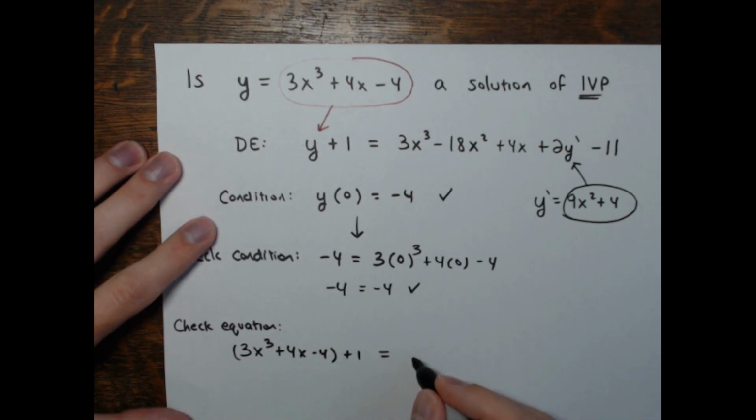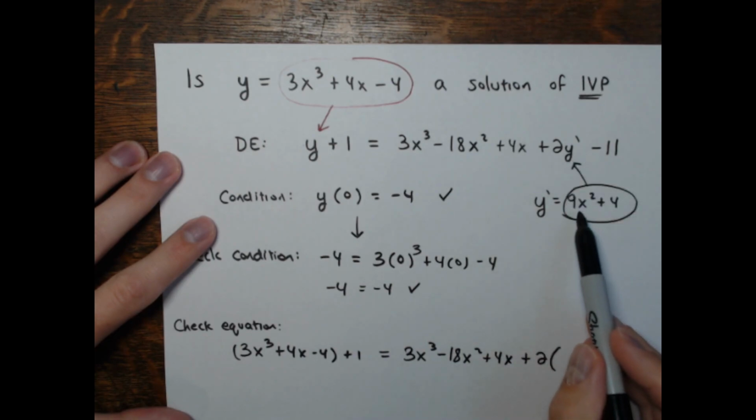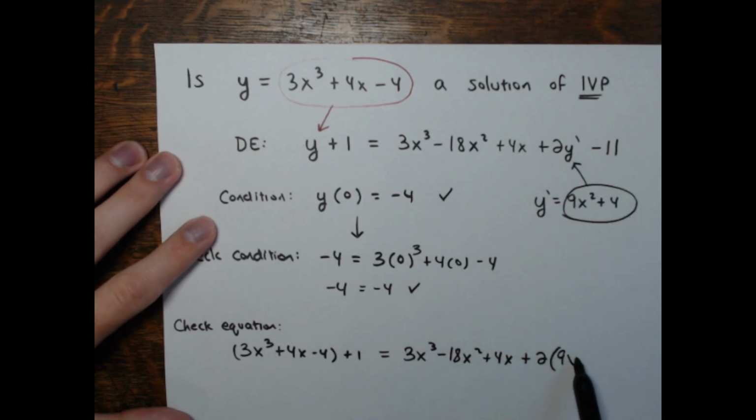And on the right side, you got 3x cubed minus 18x squared plus 4x, and then plus 2 times, and then here's where I replace y prime, right? y prime is 9x squared plus 4. And we're going to distribute this 2, multiply the whole thing by 2, and then minus 11.